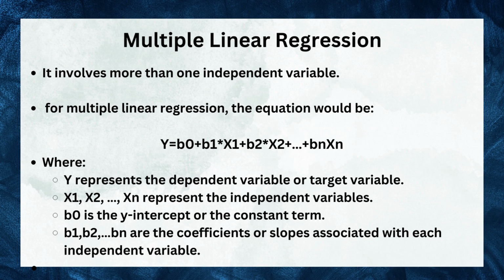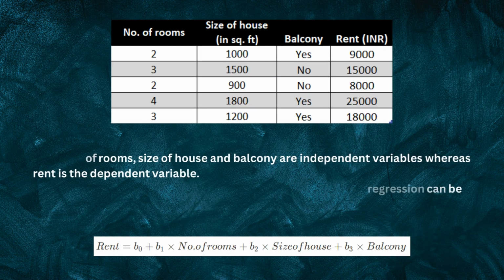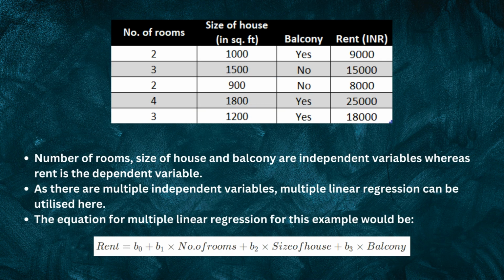Let's take an example to make things clear. Here, in this dataset, the number of rooms, size of house, and balcony are independent variables, which are used to predict the rent, which is the dependent or target variable. As there are multiple independent variables, multiple linear regression can be utilized. The equation for multiple regression for this example would be rent = b0 + b1 * number of rooms + b2 * size of house + b3 * balcony. Now, number of rooms, size of house and balcony are the independent variables, hence they are utilized on the right hand side.